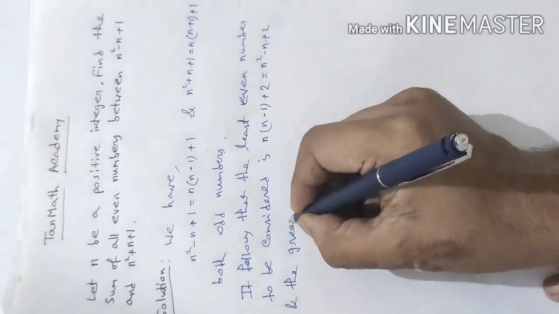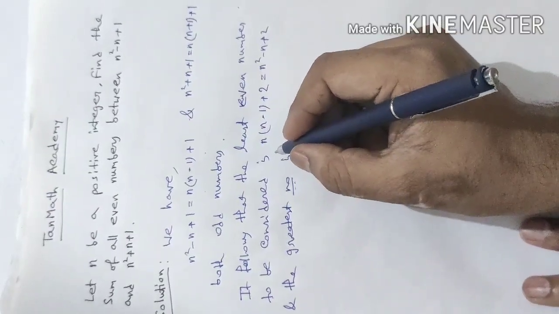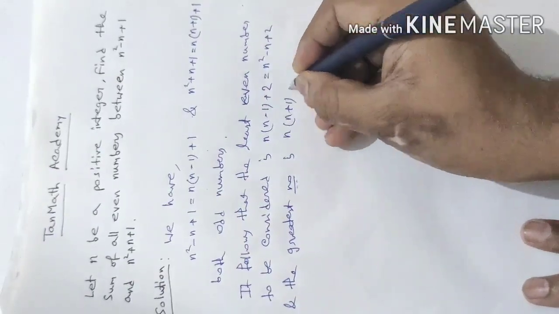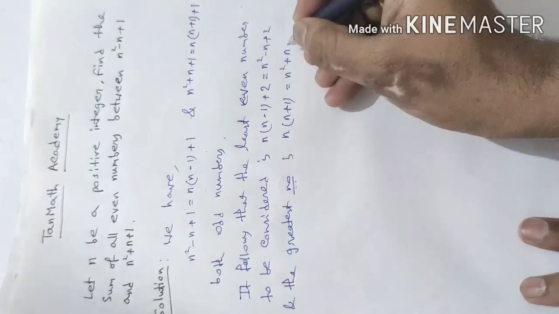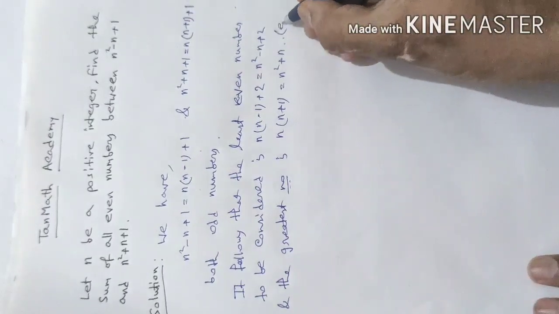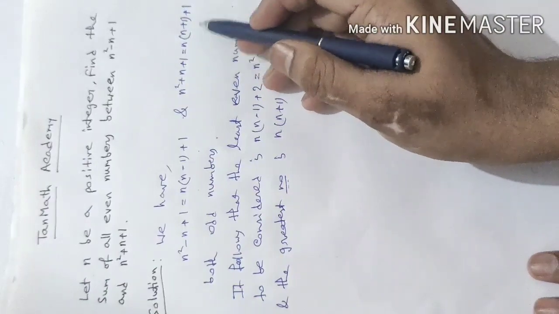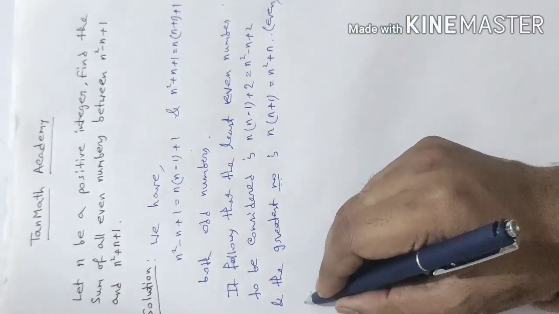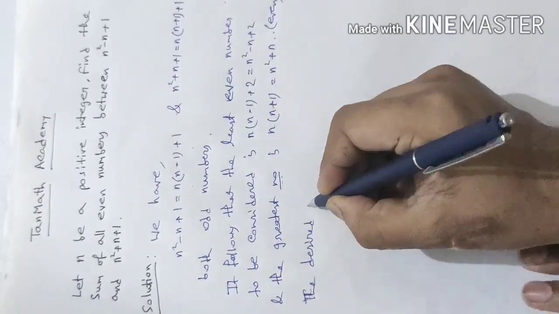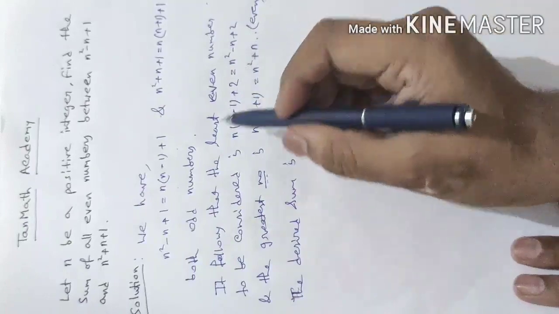and the greatest number, what is the greatest number between these two numbers, is n into n plus 1, which is equal to n square plus n. The greatest number is this, which is also even, which is less than the extreme numbers. Okay, so the desired sum is all such even numbers between these.